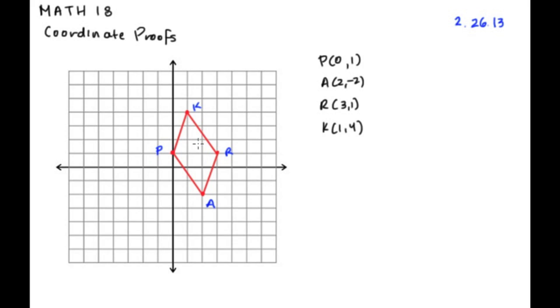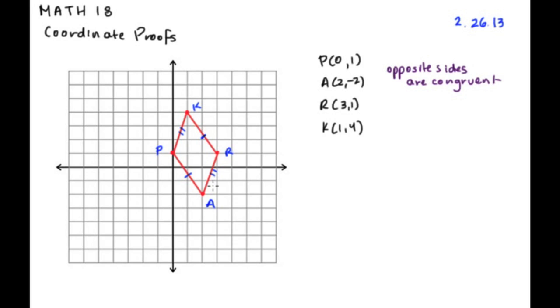Looks like a parallelogram, but we don't know that for sure yet, so we have to prove that it is a parallelogram by showing the opposite sides are congruent. Okay, well, if we want to show the opposite sides are congruent, then we need to know that this side is congruent to this side, and also this side is congruent to that side. And to do that, we need to find the distance of all of these sides and confirm that.